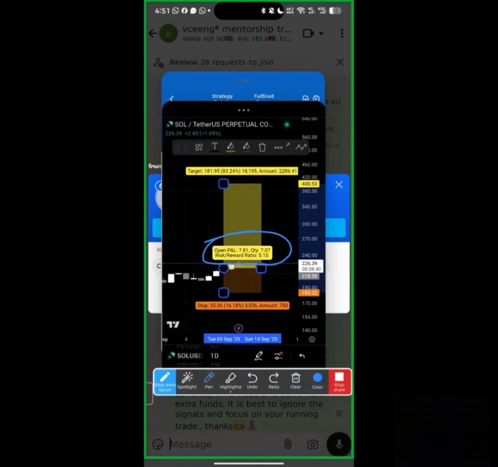If you multiply this stop loss, which is 16%, by this 5.15, it's going to give you 83.24. So that's how to get the risk to reward ratio. So I'm risking 16% to make 83%. That's a massive amount. So I must be able to say, if it goes down against me, am I willing to lose this of my capital?